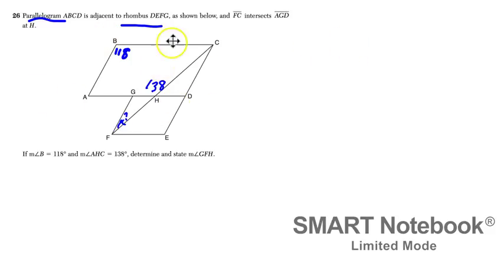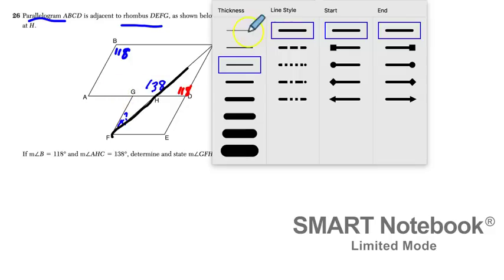Since ABCD is a parallelogram, that means its opposite angles are congruent. So that means that angle HDC is also 118. Let's see, on line FHC, I've got a straight line there. I know GHC is 138. So this angle right next to it forms a linear pair, so they're supplementary. They have to add up to 180. So that's going to tell me that this angle needs to be 42 degrees. So this angle right here is 42.